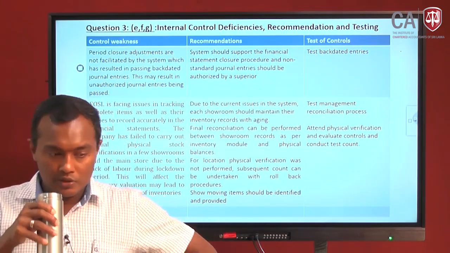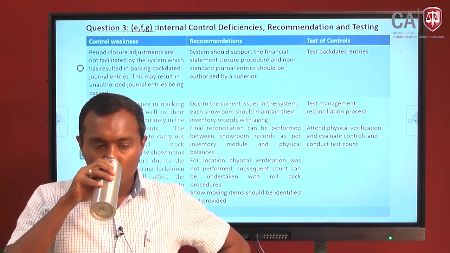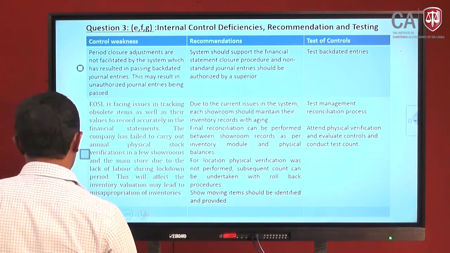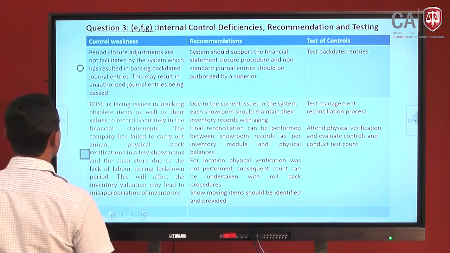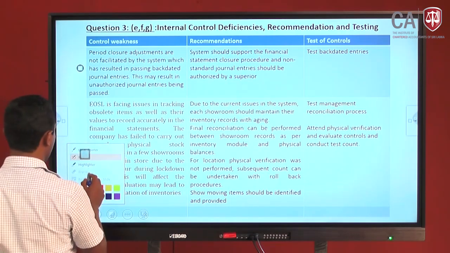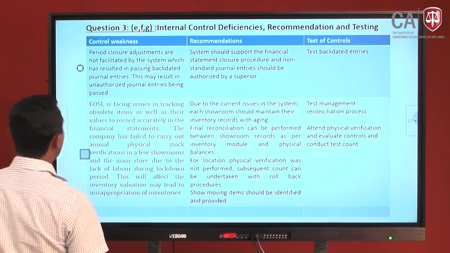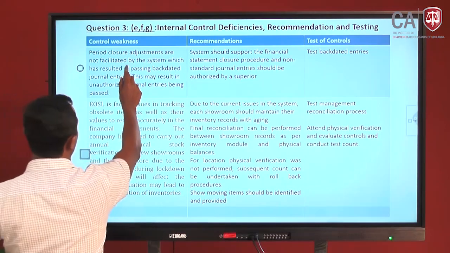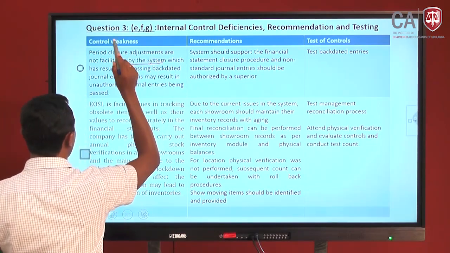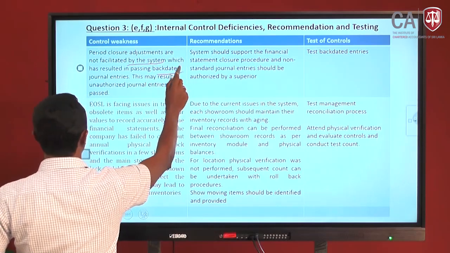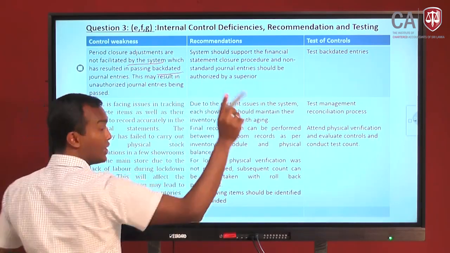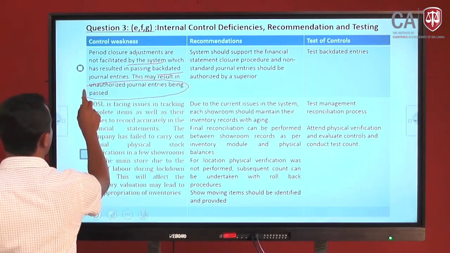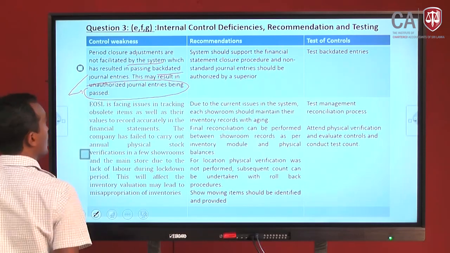Now you can look at this and see the other issue that we obviously found, the journal entry closure. Period closure adjustments are not, I explained this to you, not facilitated by the system. Therefore, they pass backdated journal entries. So what? So what is very important. So it can give rise to unauthorized journal entries. This is very important. Now there is an implication. What can we do?